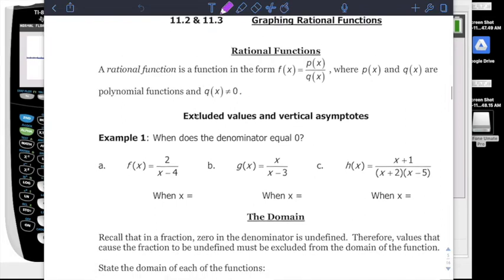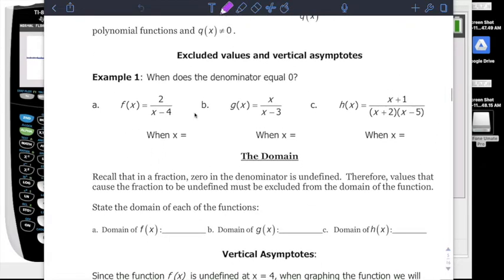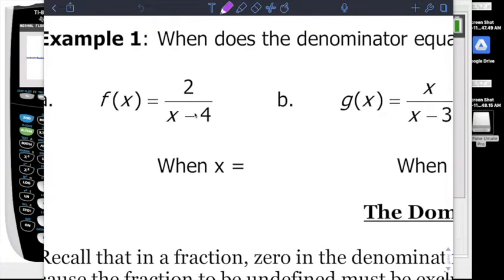All right, now the first section we need to do is talk about excluded values and vertical asymptotes, and we'll talk about what that looks like on our graphs. So we need to figure out what makes the denominator 0, because that's going to be a value that we cannot have in our tables when we're graphing these here. These are going to mess up the domain.